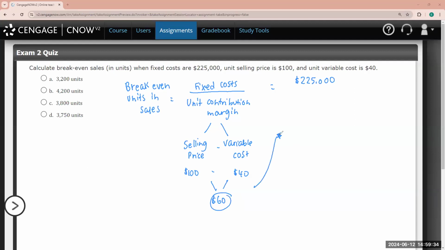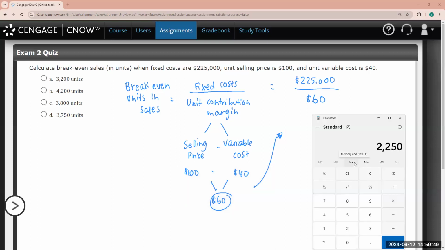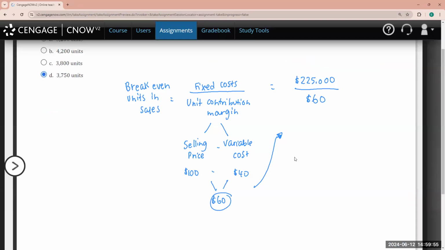So we transfer this up above, 225,000, which represents our fixed cost, and our $60 unit contribution margin. And based on this information, our break-even sales in units would be as follows: 225,000 divided by 60. So therefore, we need to sell 3,750 units.